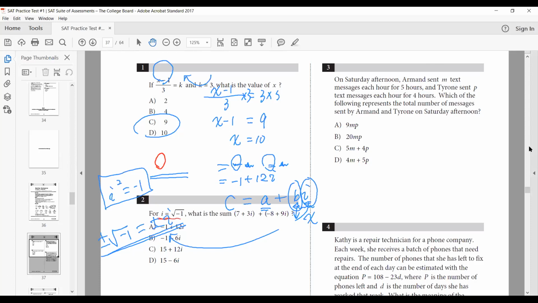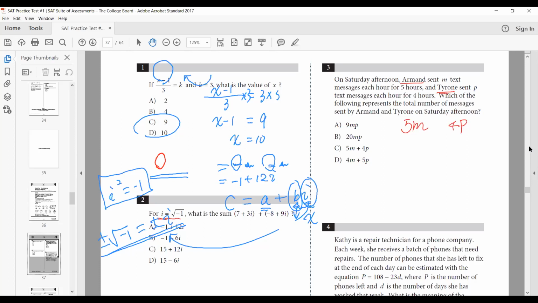On Saturday afternoon, let one person send M text messages each hour for 5 hours. So you can say M text messages each hour for 5 hours, so you get 5M, right? And the second person, this is the first person, this is the second person, let's say sends P text messages each hour for 4 hours. So we say 4P, all right?